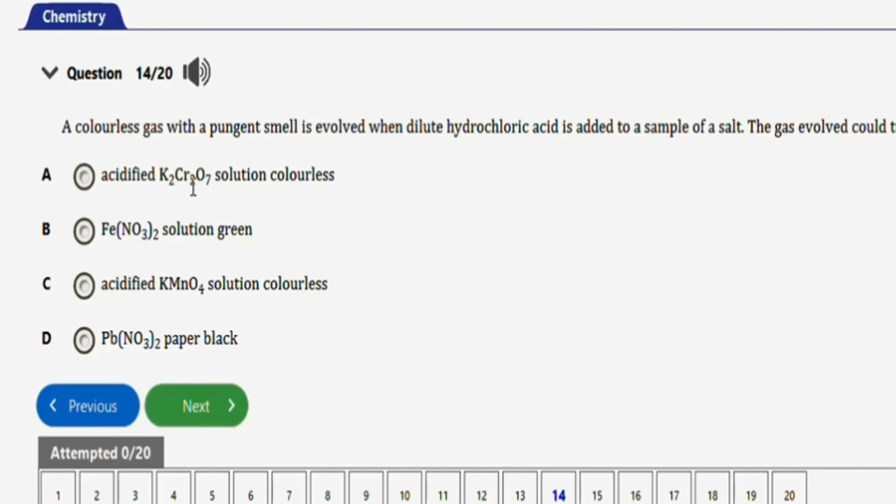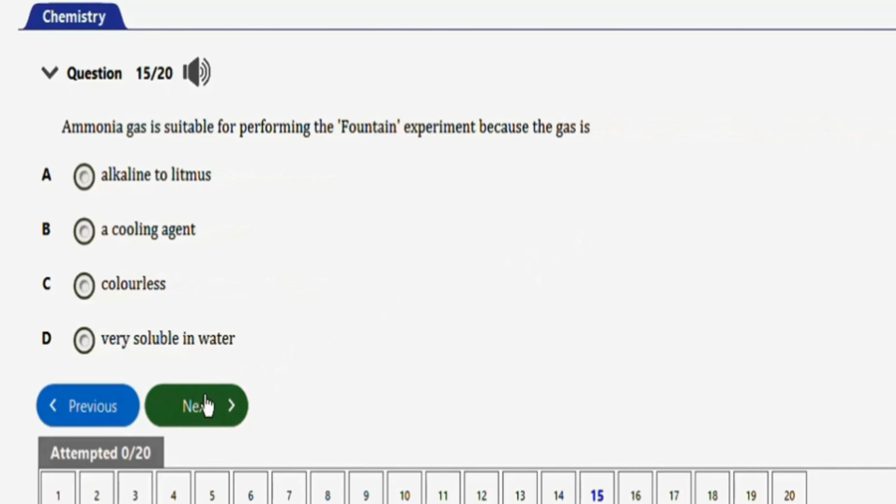dichromate(VI) solution colorless. No, it's not option B. It will be option C. It will turn acidified potassium manganate(VII) solution colorless. Okay, so that's the right option, option C.